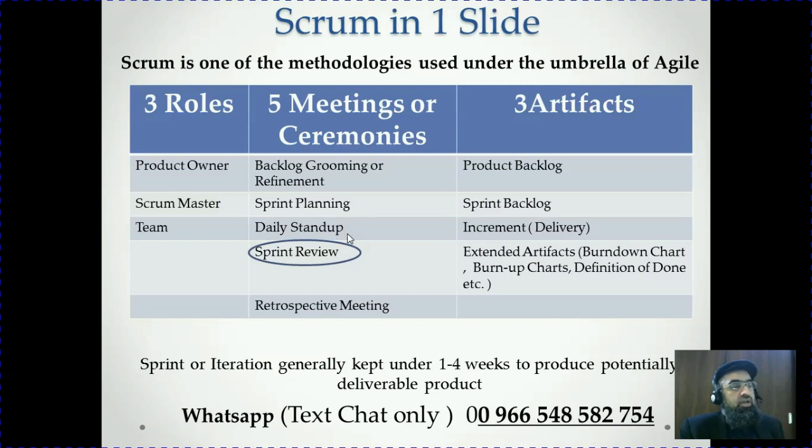Then sprint review. At the end of the sprint, after 2 weeks for example, we present the items produced so far to the product owner.